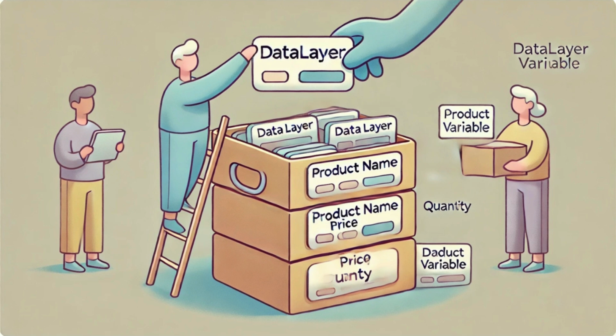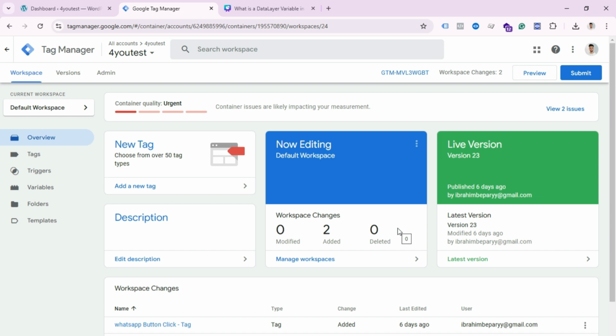Okay, let's see how you can create a data layer variable in GTM. Before creating a data layer variable, you need to know how to enable the data layer. This is because by default the data layer is not enabled on a website. You can check this if you connect Google Tag Manager with your site and go to preview from GTM, then you can check whether your website has a data layer or not. So that's why first you have to connect Google Tag Manager with your website, then go to preview.